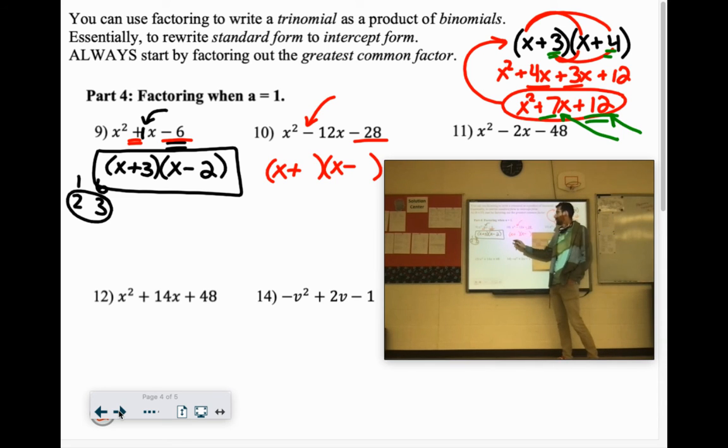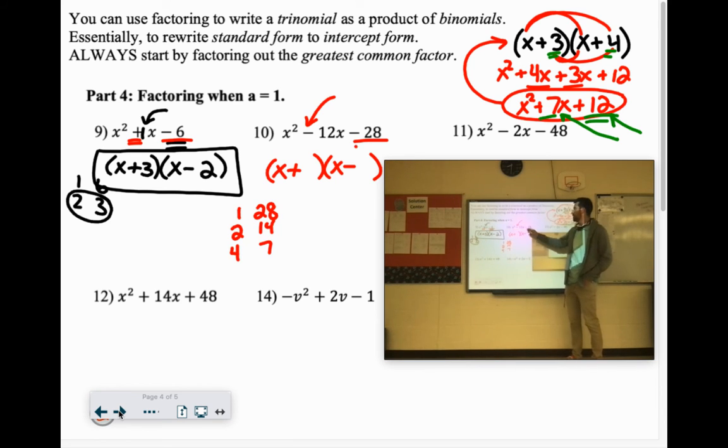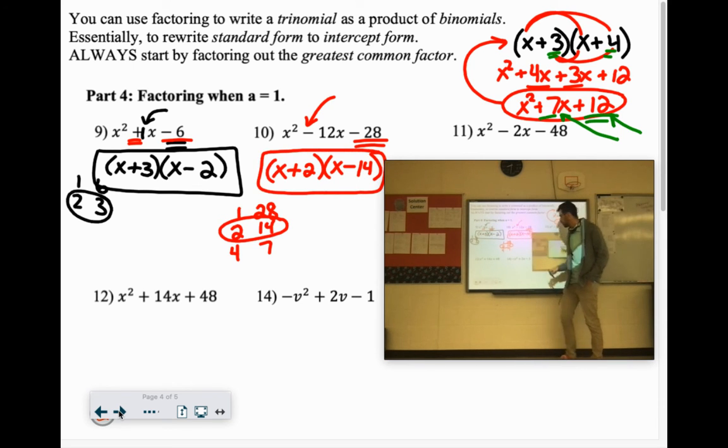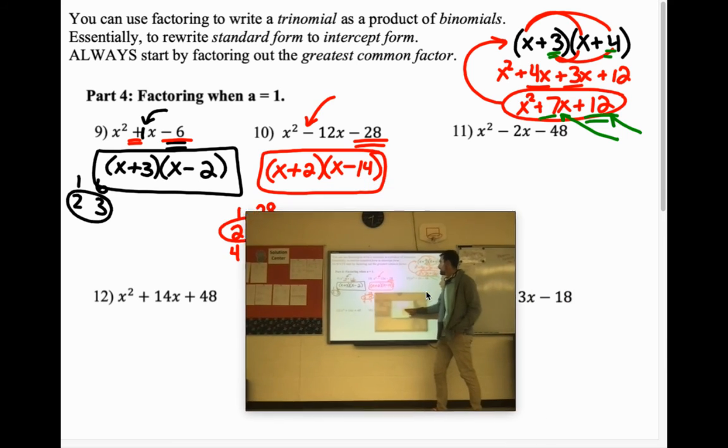So thinking of the factors of 28, we have 1 and 28, 2 and 14, 4 and 7. And because it ends in minus, we need them to be 12 apart initially, which would be 2 and 14. So to make them add up to negative 12, they'd have to be negative 14 and positive 2. It's pretty tricky when you got the minus at the end.